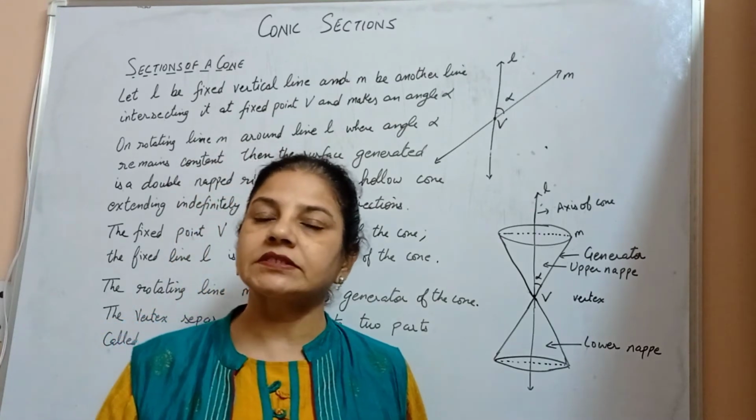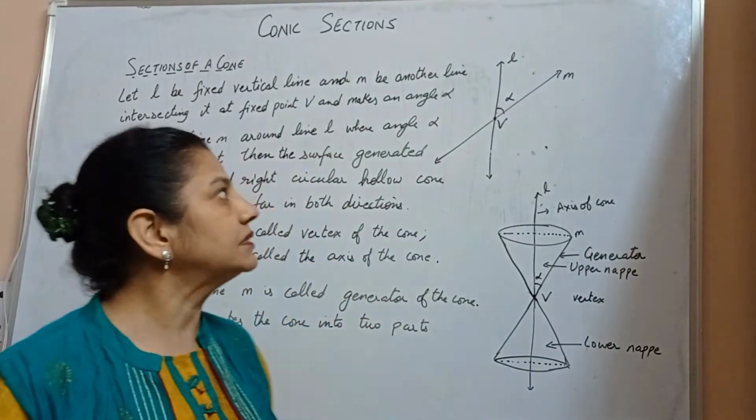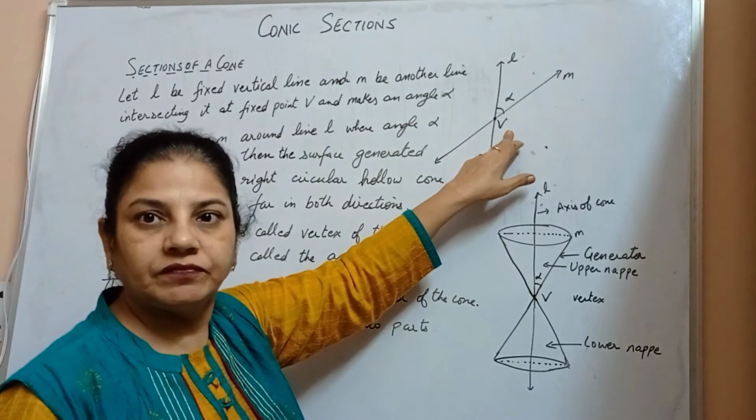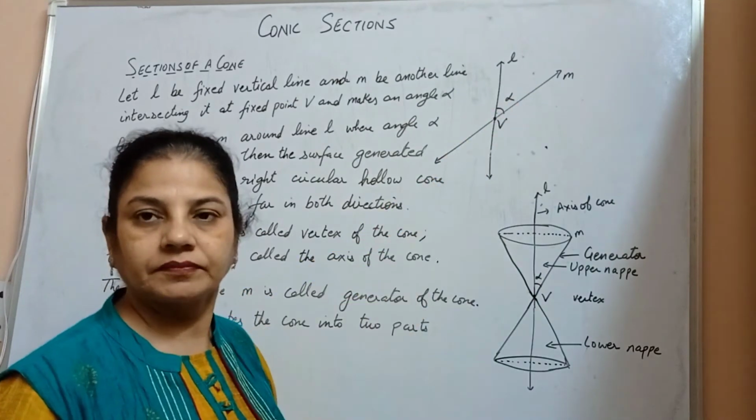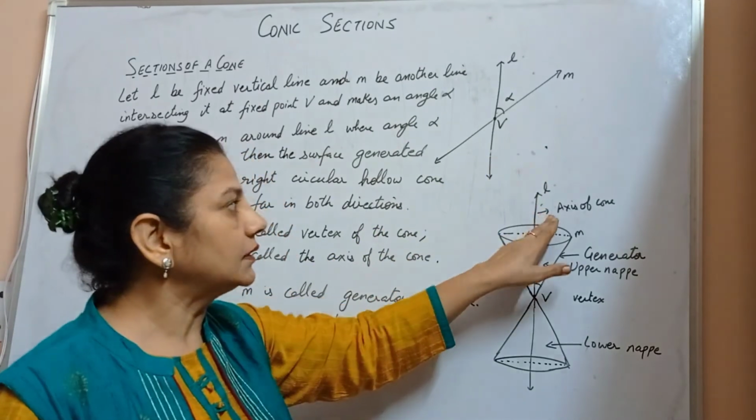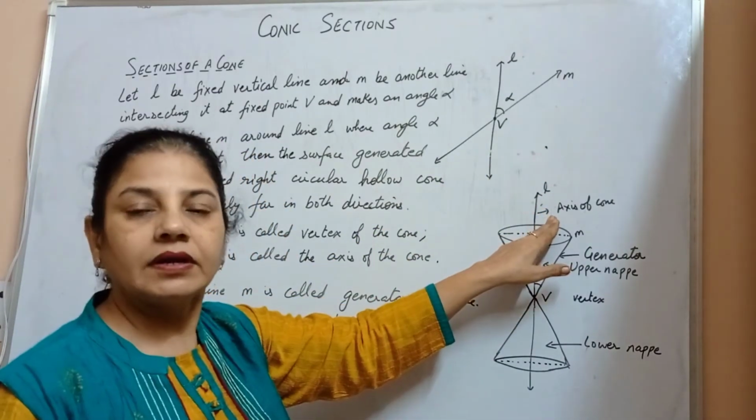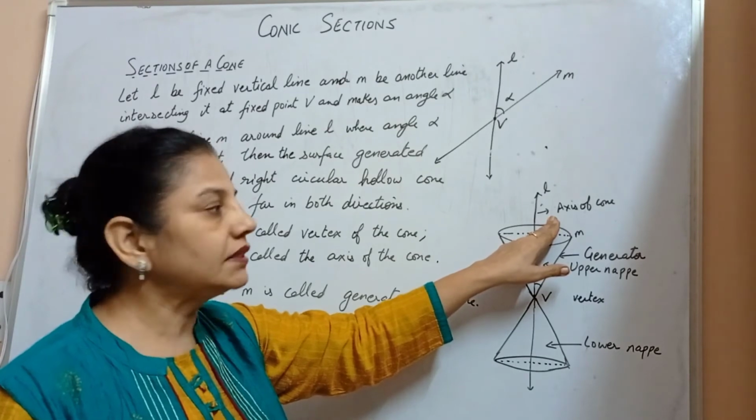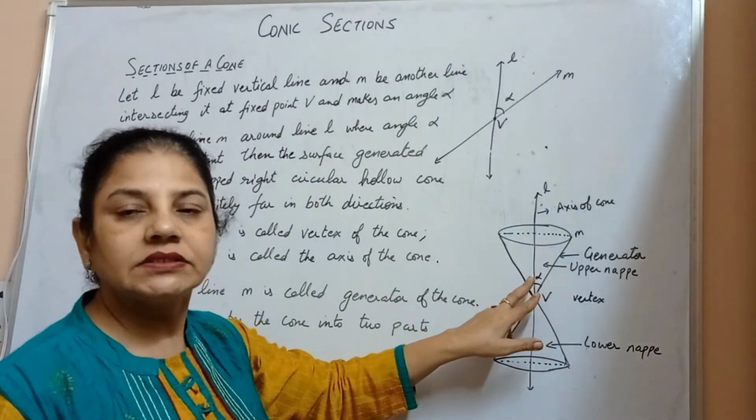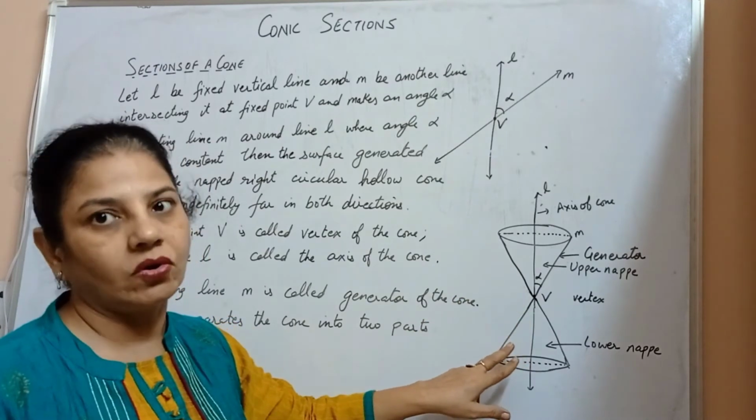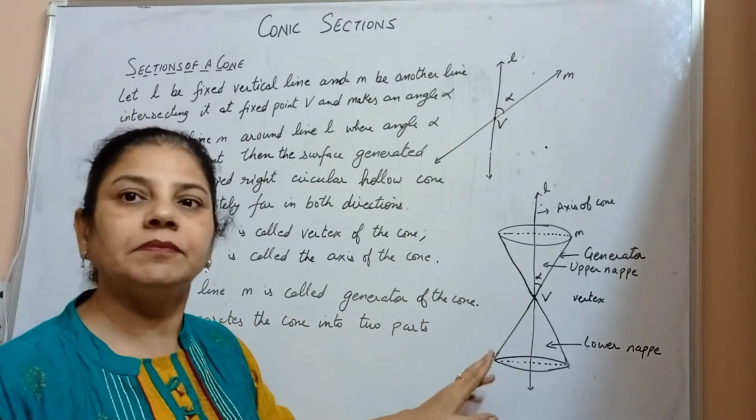Let L be a fixed vertical line and M be another line intersecting L at a fixed point V, making an angle alpha. On rotating line M along the line L, where angle alpha remains constant, the surface generated is a double-napped right circular hollow cone, which extends in both directions.